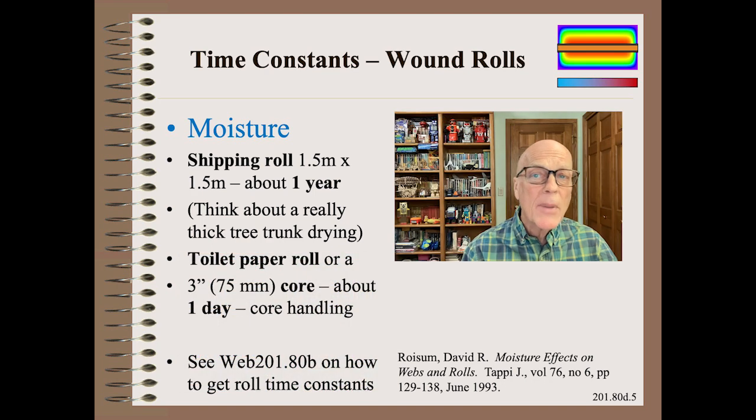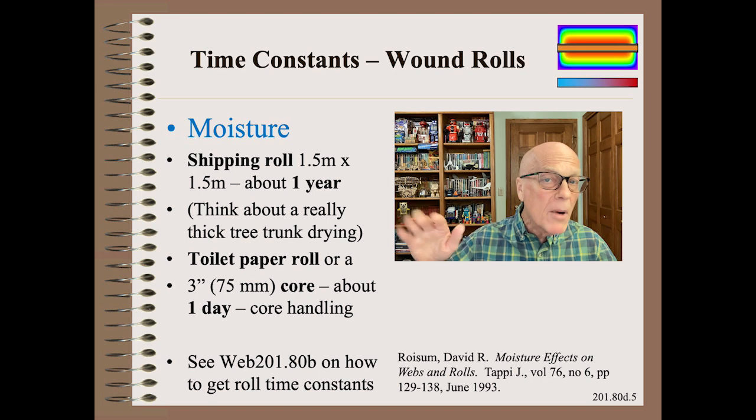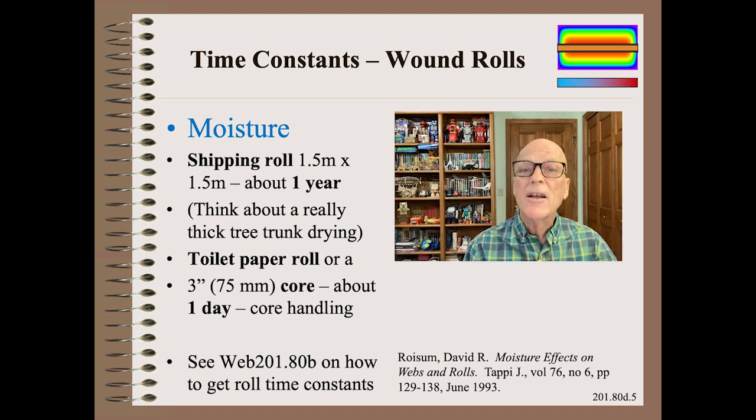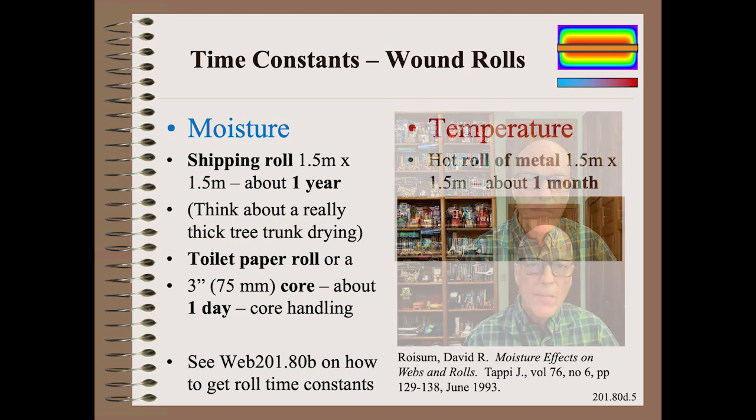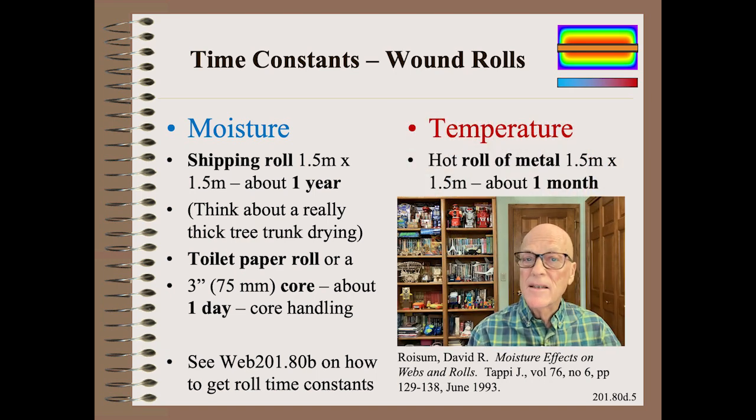A toilet paper roll, being much smaller, has a time constant of about 1 day. And more importantly, a common fiber core size also takes about 1 day. And that informs us about core storage and handling, as I uncover in the advanced winding section of my Web 101 course. Now, let's consider a hot roll of metal.